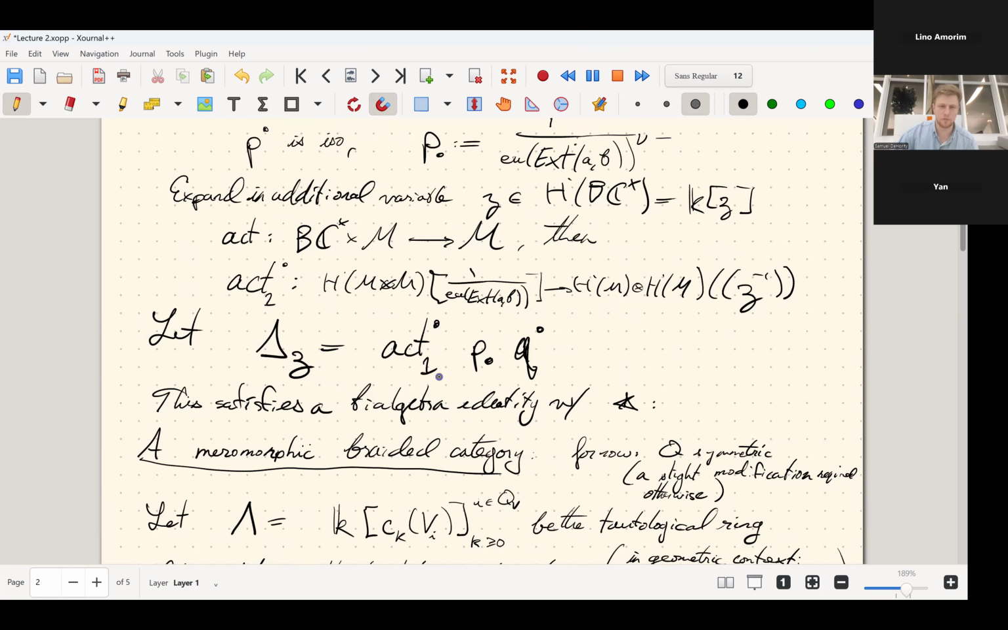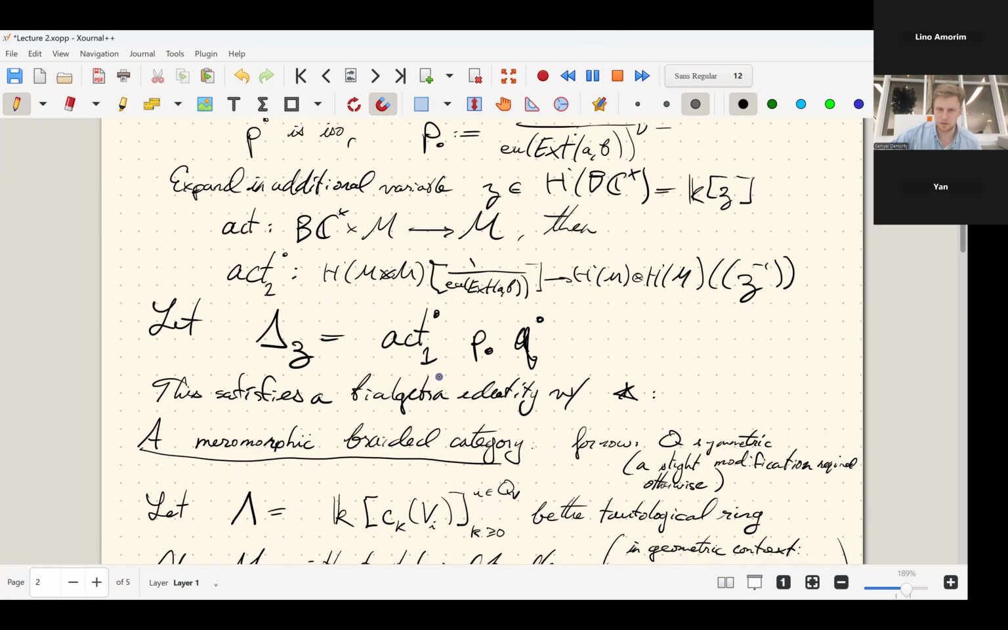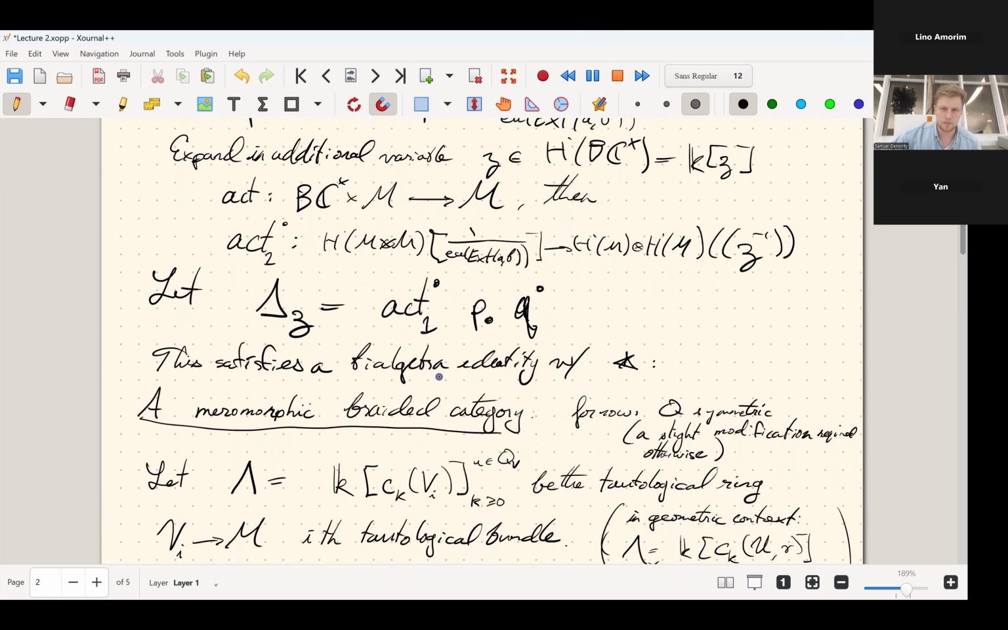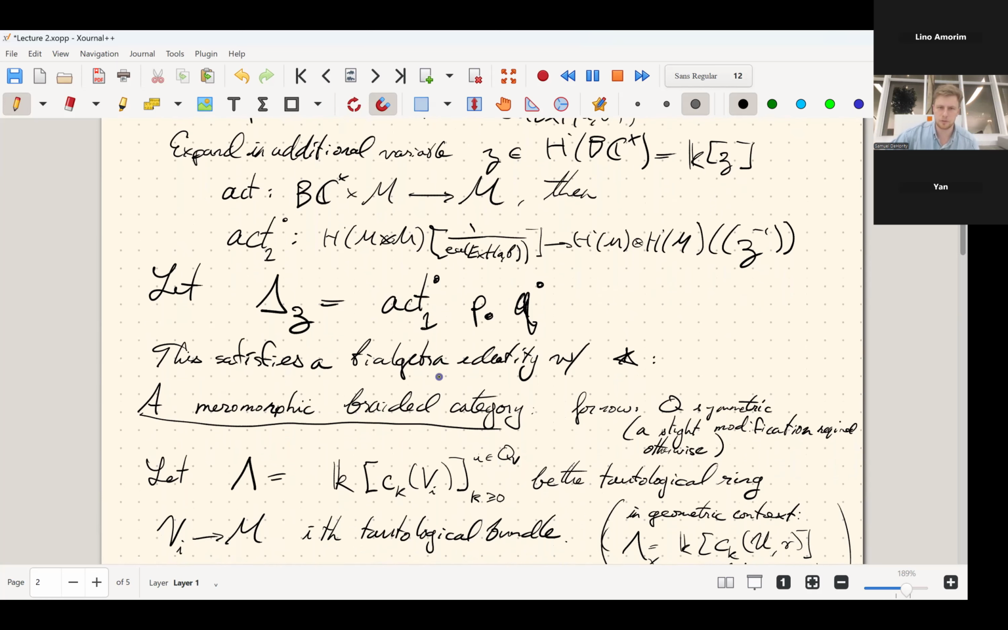And so if we work in a localized setting where we've inverted this Euler class, we're allowed to pull back and push forward in cohomology. Then in order to connect to the theory of vertex algebras, we have one additional piece of structure, which is this variable z, which lives in a copy of the cohomology of BC star, or a point mod C star.